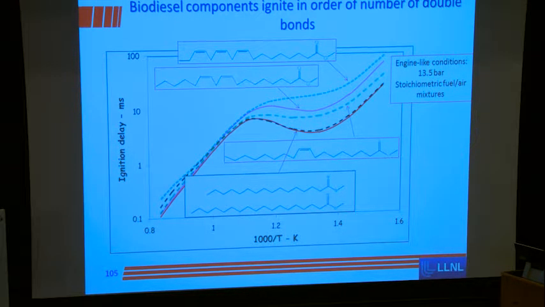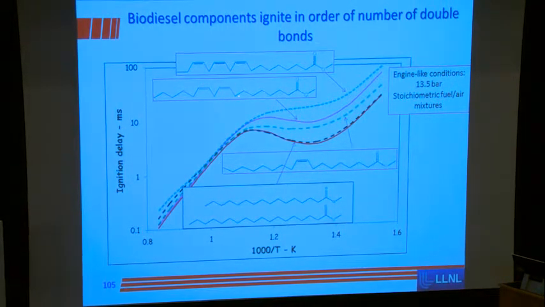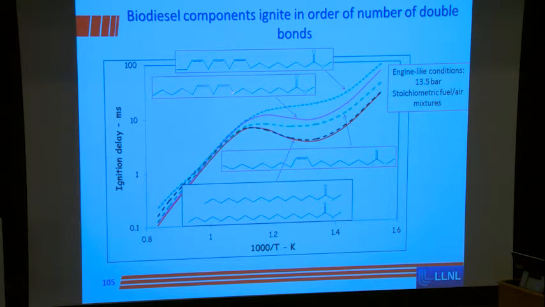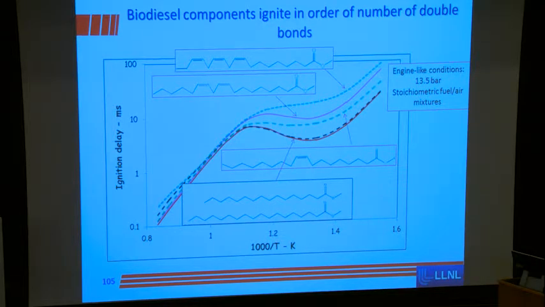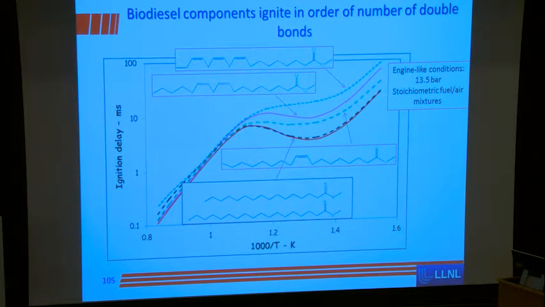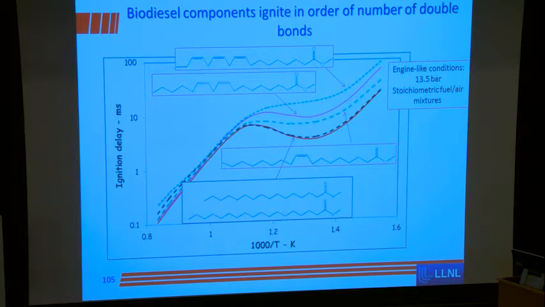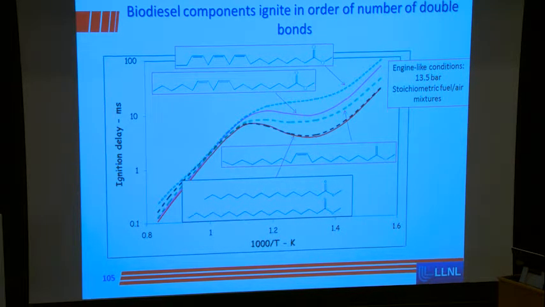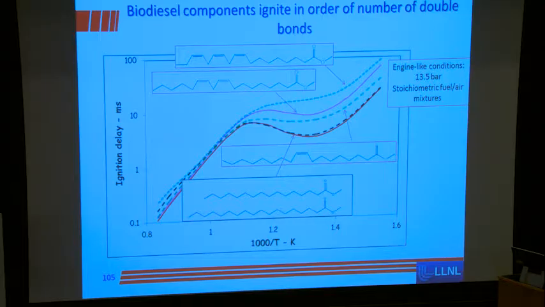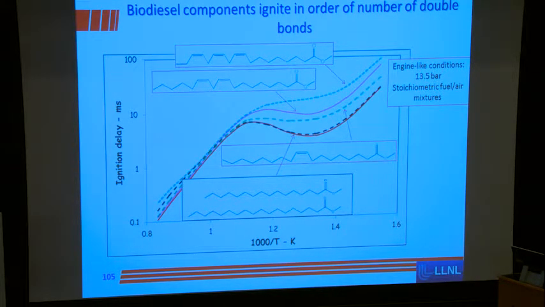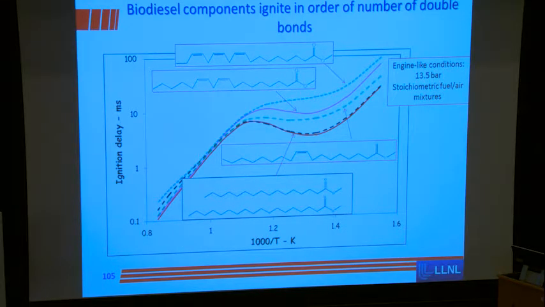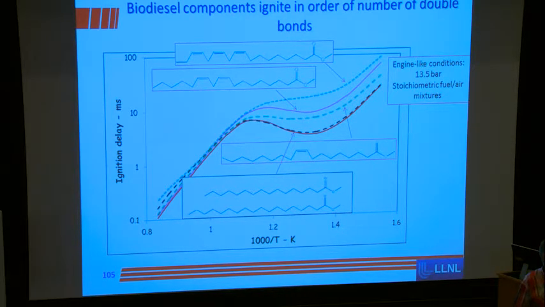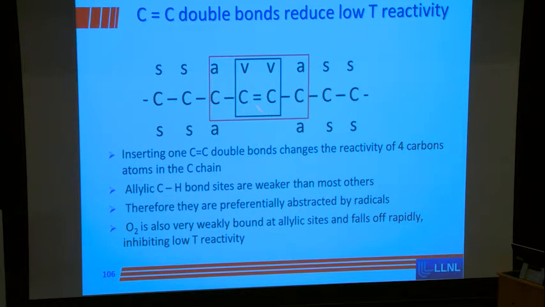So again, if we have an allylic site here, we abstract the hydrogen atom, and now we try to add that radical to molecular oxygen. Our well depth is going to be much shallower than it would be in an alkane. Again, it's 20 to 22. And if you've got a super allylic, as in here, it's even worse. The well depth is even shallower, maybe 15, 16. So therefore, you don't stabilize RO2 very much, and hence, you don't get as much low temperature reactivity. So that's what's included here.